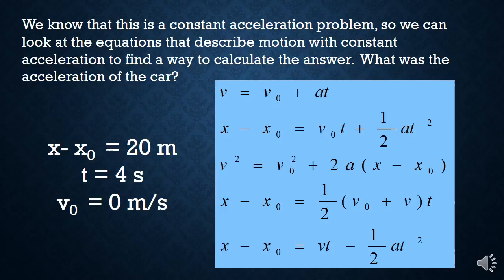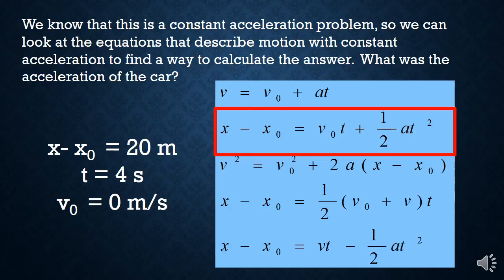If we look at our equations for constant acceleration, let's look and see where we can find these. We also want to think about, what do we want to know? We want to find acceleration. So we want an equation that has displacement, time, initial velocity, and acceleration. That one looks like it'll fit the bill. Using this information, what was the acceleration of the car?